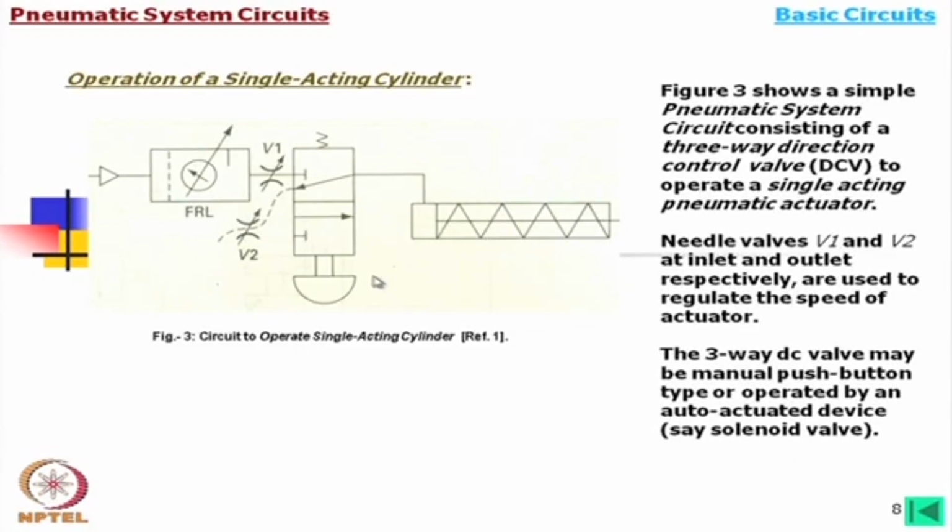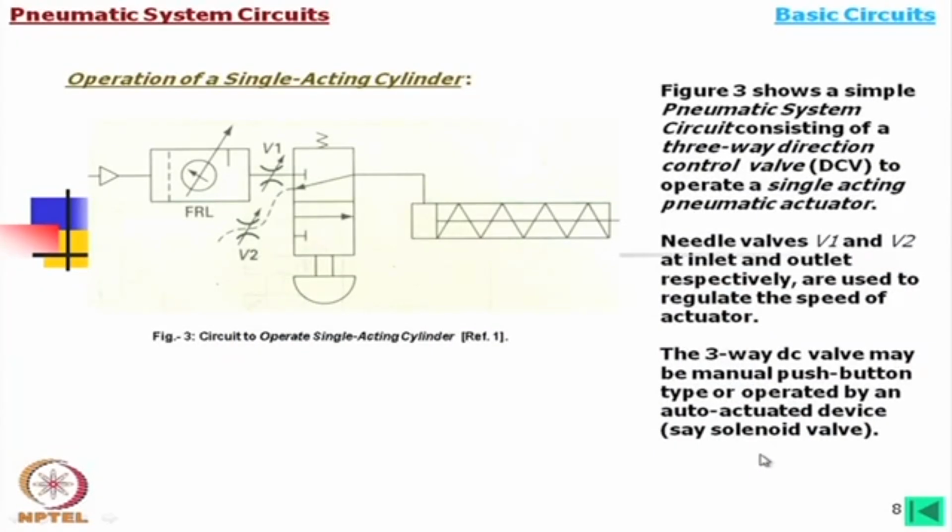The three-way DC valve may be manual push button. Most of the case you will find the push button type for a single machine you are operating, but in a sophisticated machine, or when you need very quick operations, you can use auto actuated devices, for example a solenoid valve. That means here the actuation is through a solenoid.